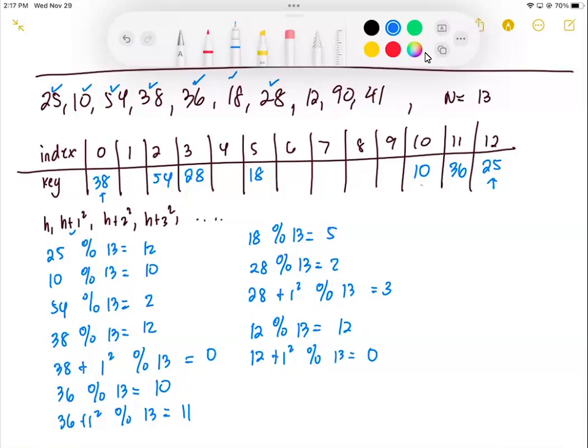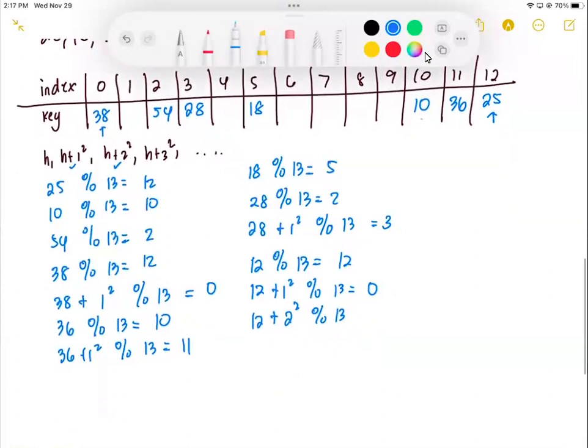So let's iterate again. So h plus 2 squared. That means 12 plus 2 squared modulo 13, or that is just equal to 12 plus 4 modulo 13, and that is just equal to 3. Okay, so let's look at the third bucket. 28 is already there. We cannot put 12 in there. So next we are going to have h plus 3 squared, or 12 plus 9 modulo 13, and that is just equal to 8. And if we look at the 8th bucket, it's empty, so we can add 12 in there.